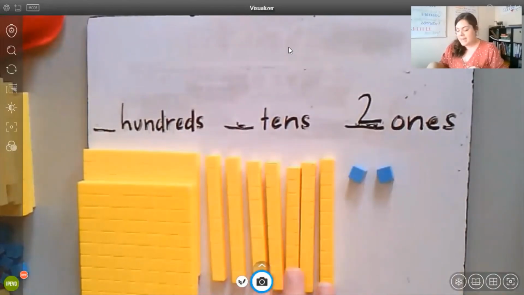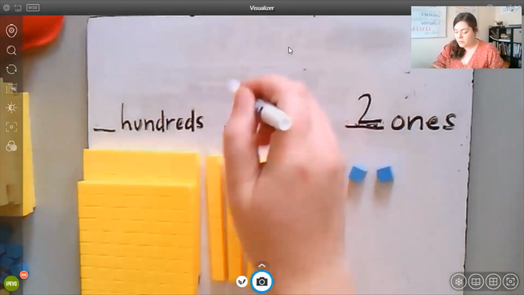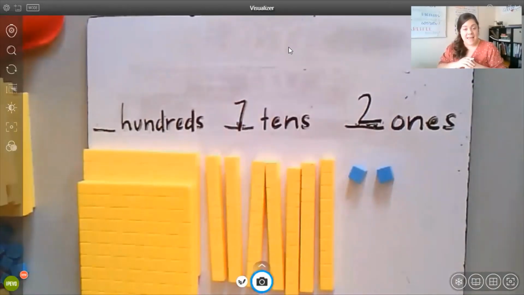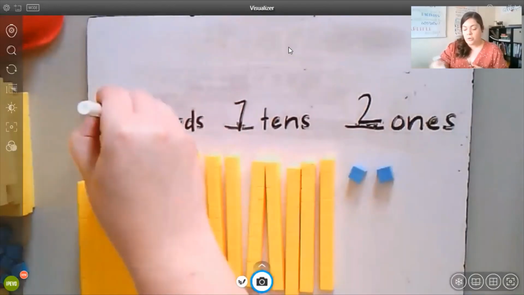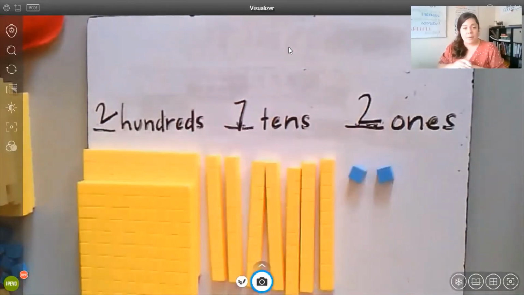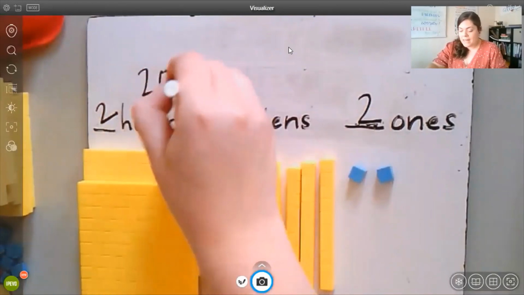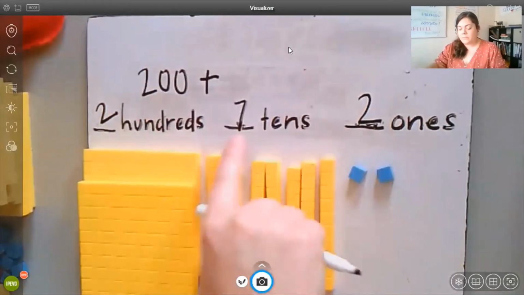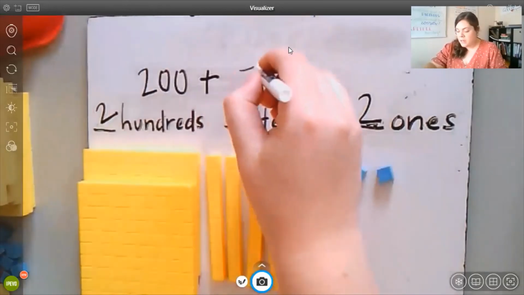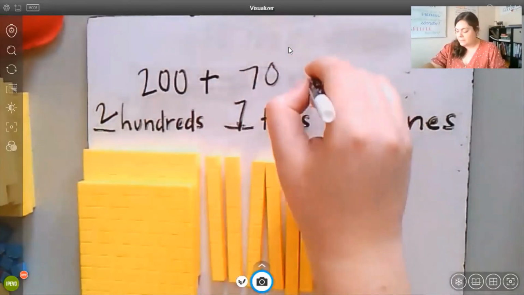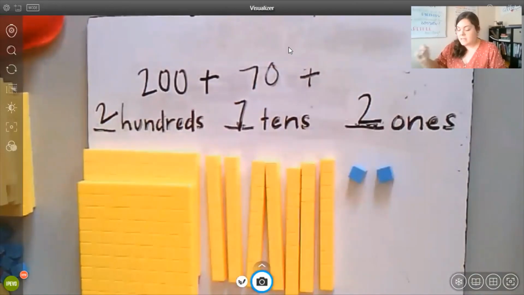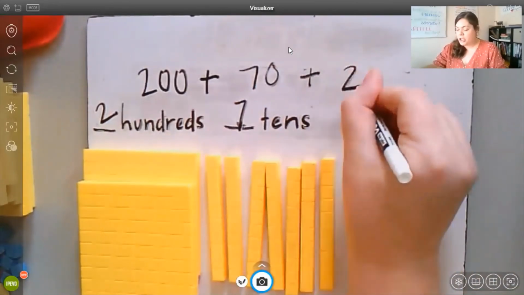Let's take a look at our 10s now. 1, 2, 3, 4, 5, 6, 7. 7 tens. And I have 2 hundreds. So each of these numbers are good numbers to have in a place value position. So now I can think about that expanded form. If I have 2 hundreds, I know that has a value of 200. If I have 7 tens, I know that's a value of 70. And if I have 2 ones, I know that that is a value of 2.